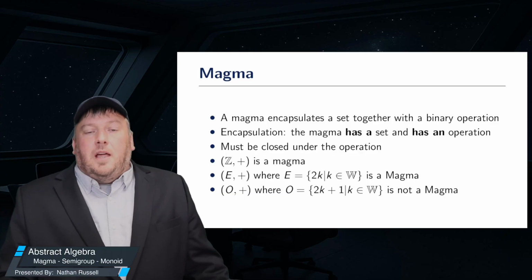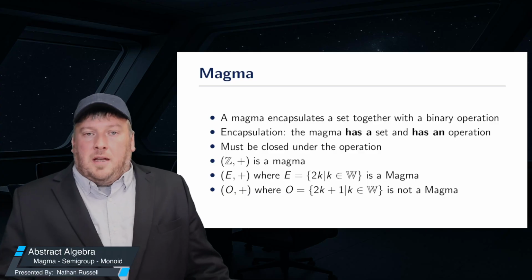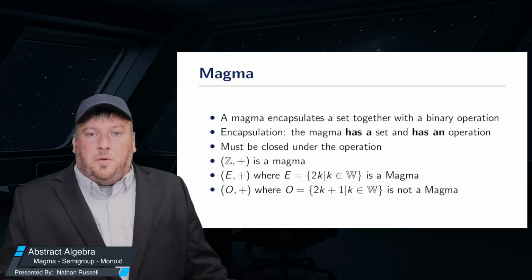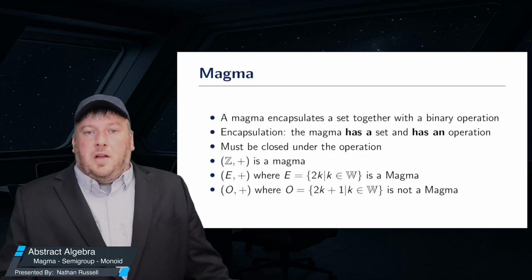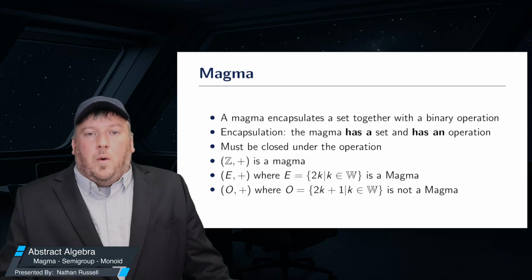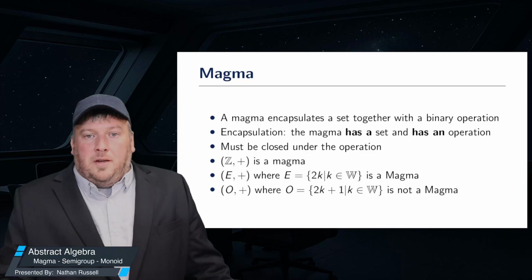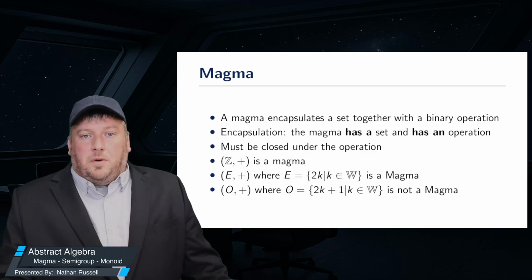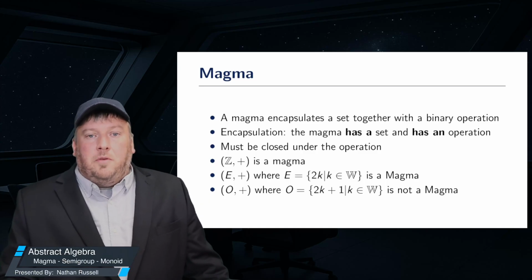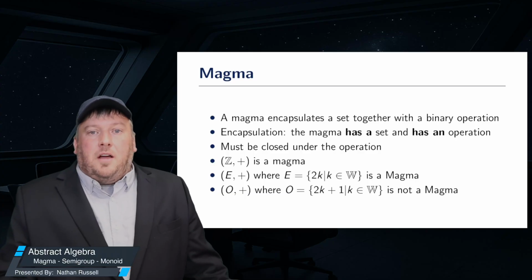The even numbers: anytime you take an even number and another even number and add them together with traditional addition, you get another even number. So the even numbers are also a magma. However, take the set of odd numbers under the addition operation. Taking two odd numbers and adding them together will give you an even number. So the odd numbers do not form a magma.